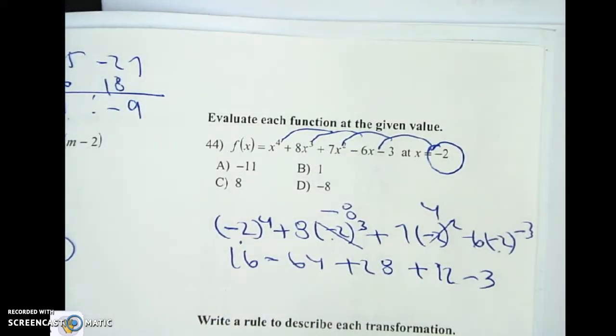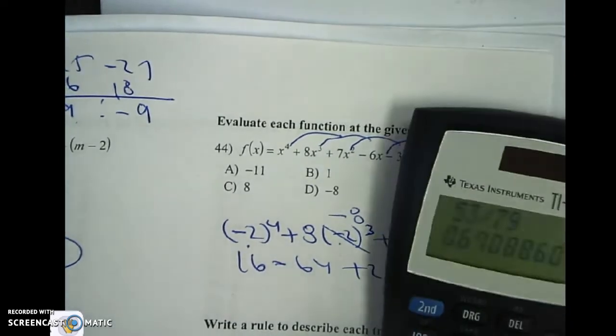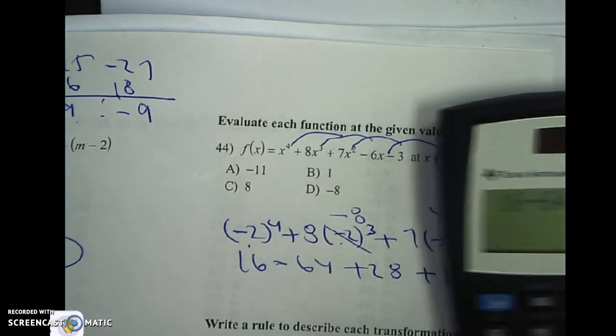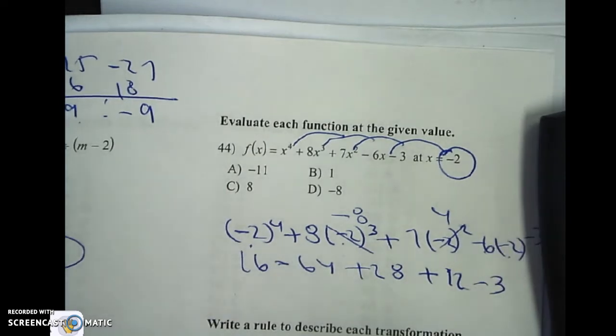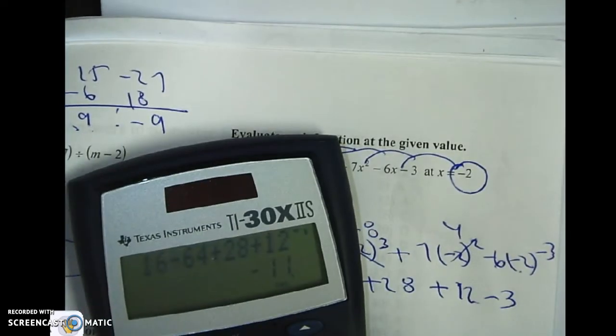And honestly, I'm not going to pretend I'm cool. I'm just going to plug this all into the calculator. You can use either calculator. 16 minus 64 plus 28 plus 12 minus 3. And I get negative 11. The answer is A. So I just plugged it all straight into the calculator.